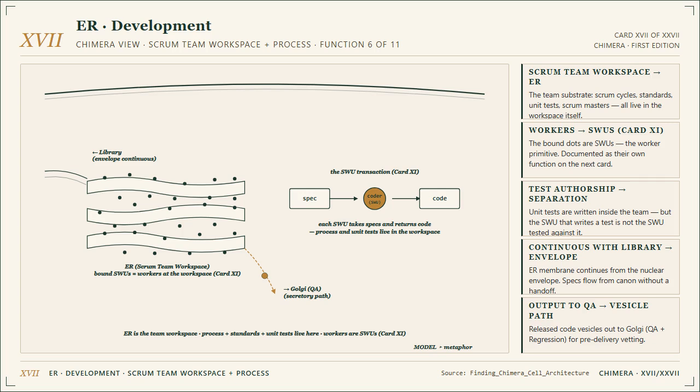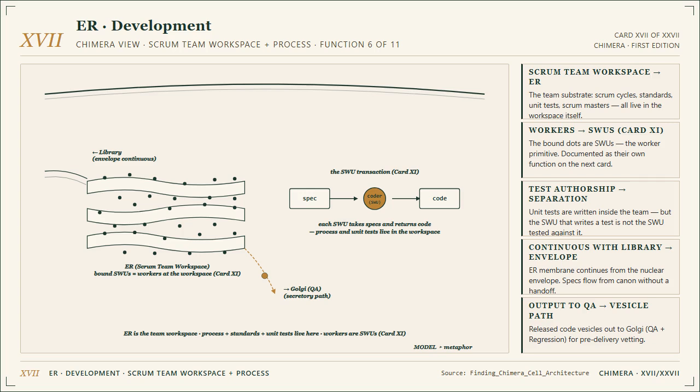Below the cisternae, an amber vesicle exists. Released code routes out to the Golgi for full QA and regression vetting at release. That release path is where QA lives. The cell's central communication hub vets, directs, logs, and regression tests nearly everything that moves between compartments. Most interorganelle traffic transits QA.